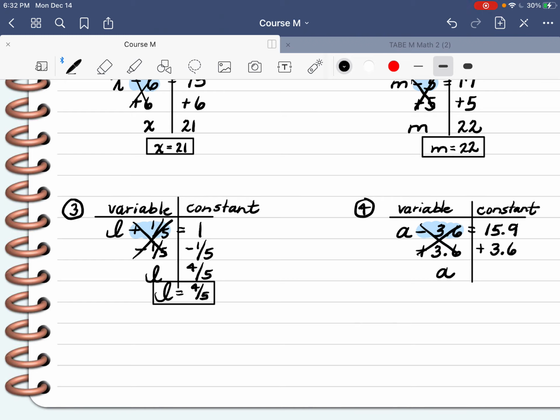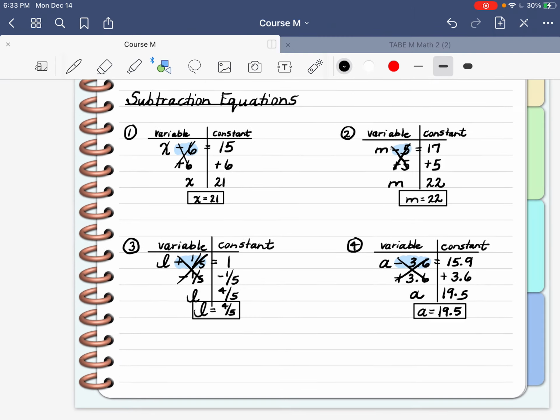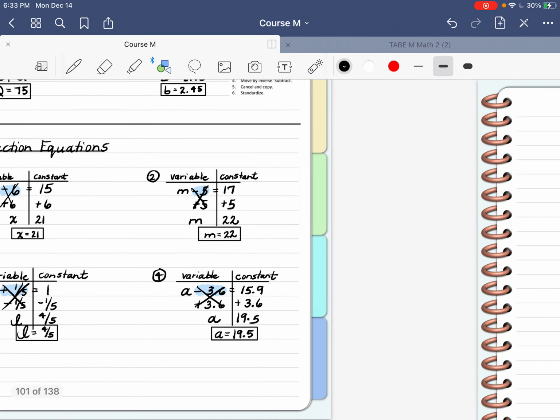Cancel. Copy. And your answer is 19.5. Standardize. Do you see why I wanted you to learn vocabulary? So important.